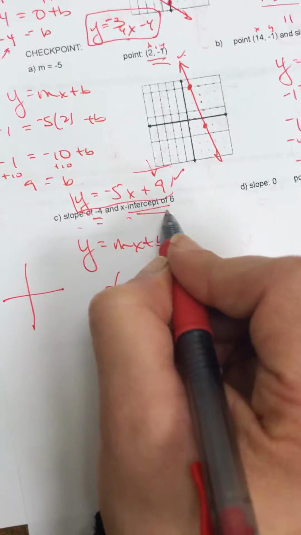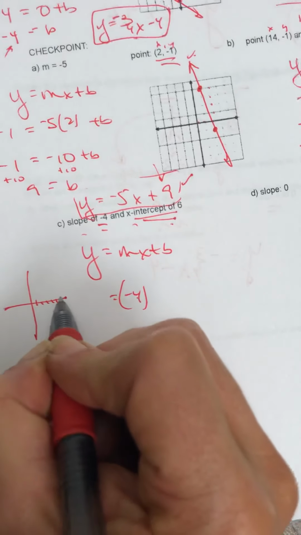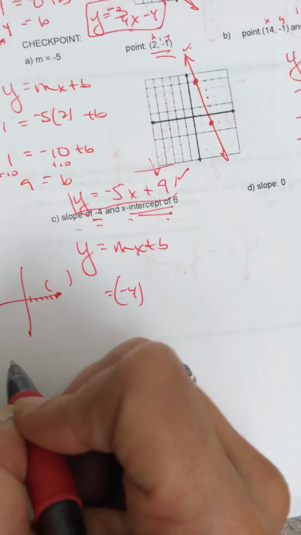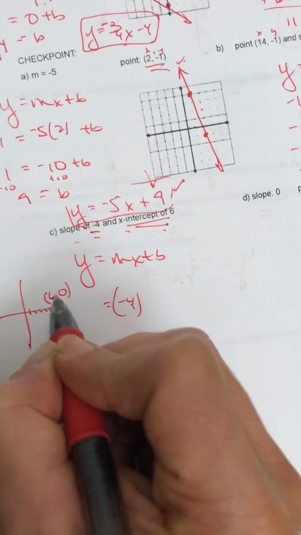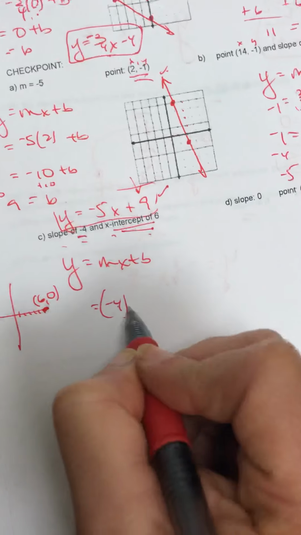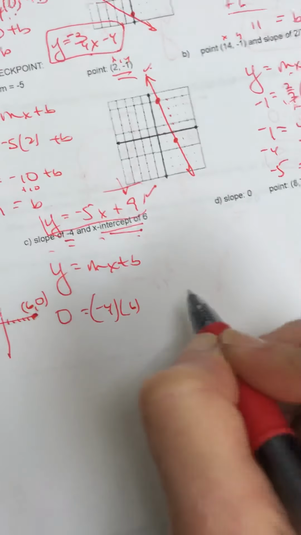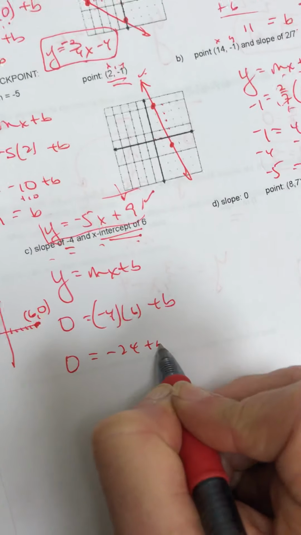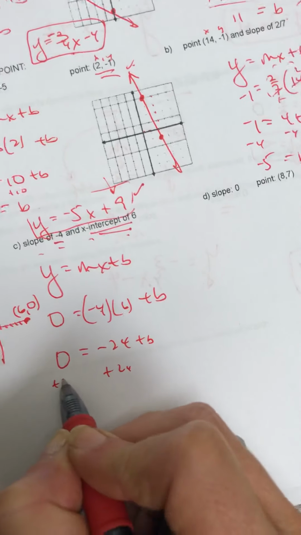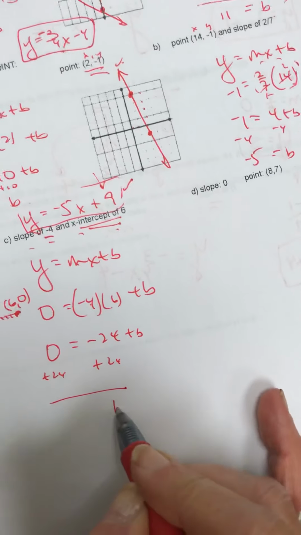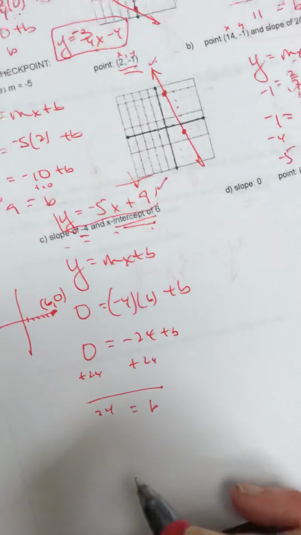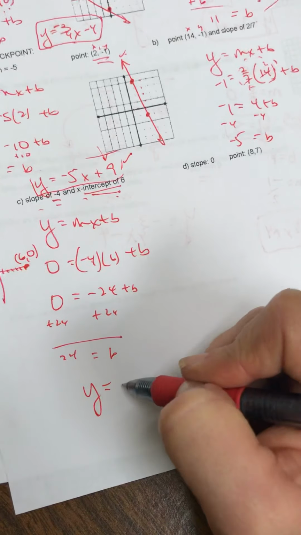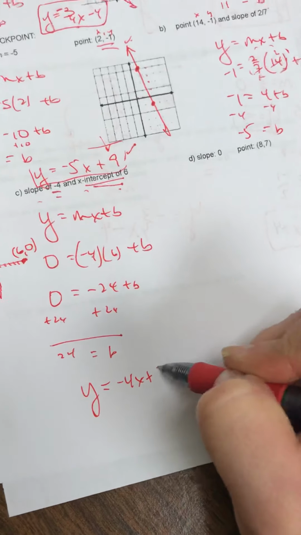So if I have an x-intercept at 6, 1, 2, 3, 4, 5, 6, don't I have an ordered pair? That ordered pair is 6, 0. My x is 6. My y is 0 plus b. 0 equals -24 plus b, add 24 to both sides. b equals 24, sorry, I only have one hand to hold the paper and my phone. y equals -4x plus 24.